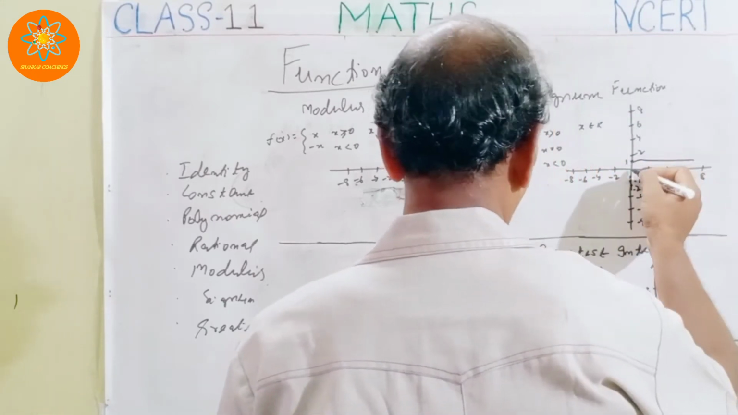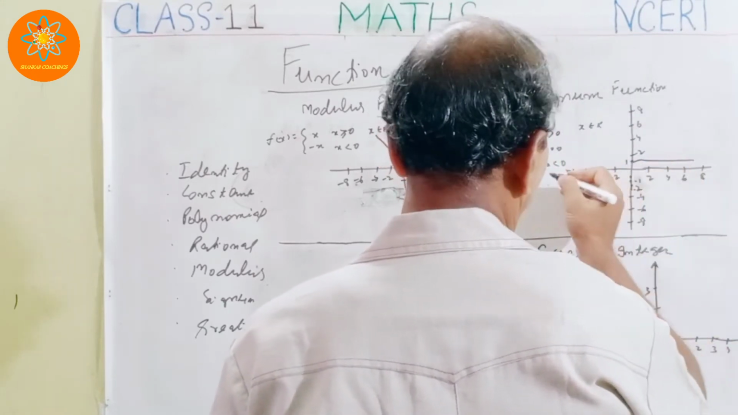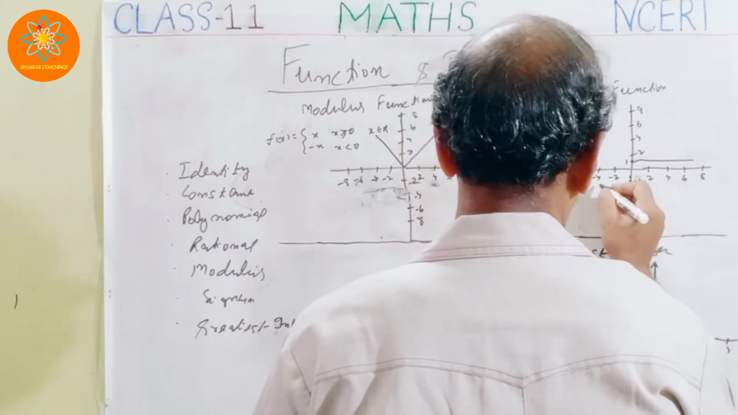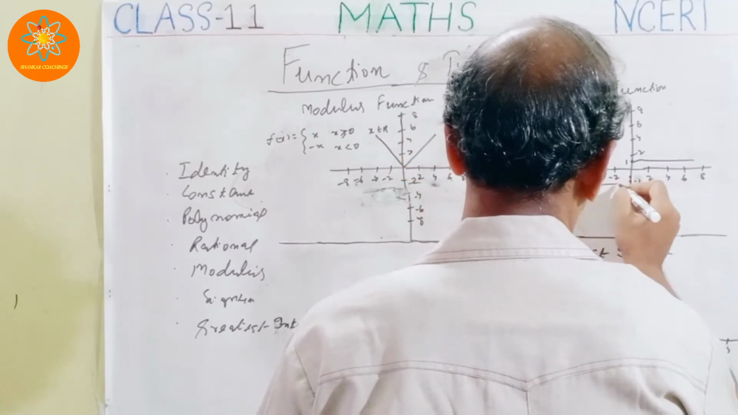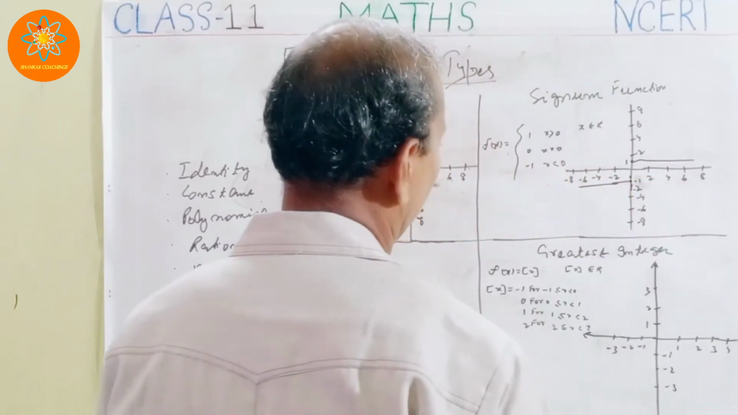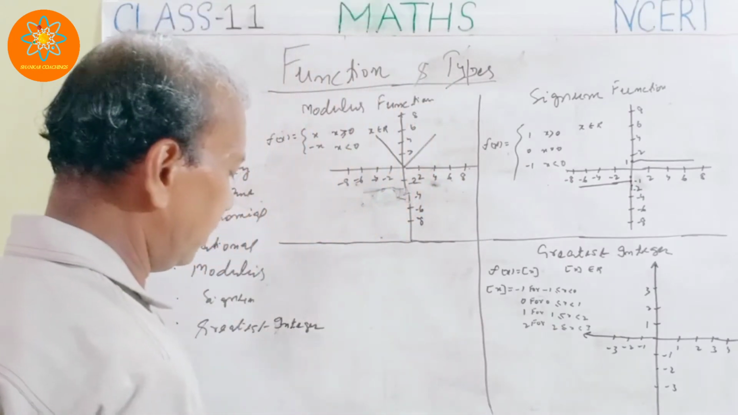And for x is equal to 0, it is 0. And for x is less than 0, it is minus 1. So this will be like this, minus 1. Now the next one is for the greatest integer.